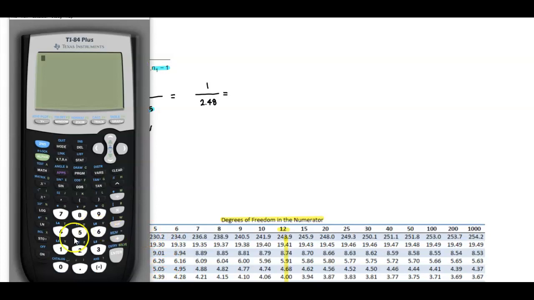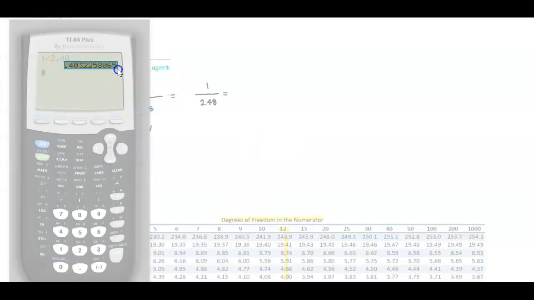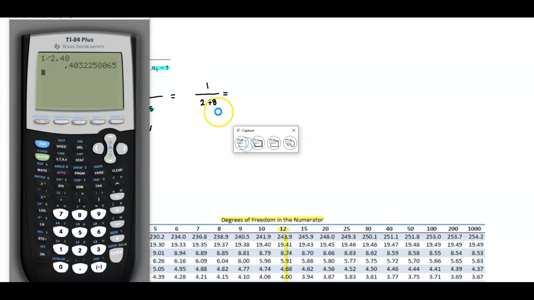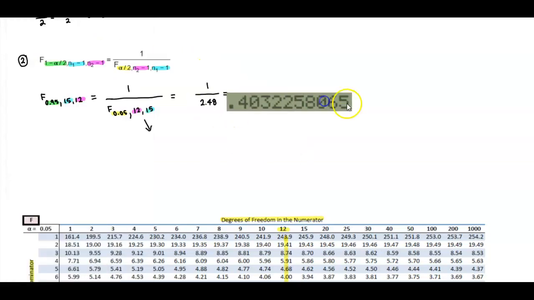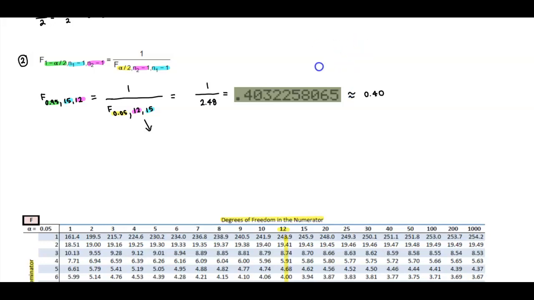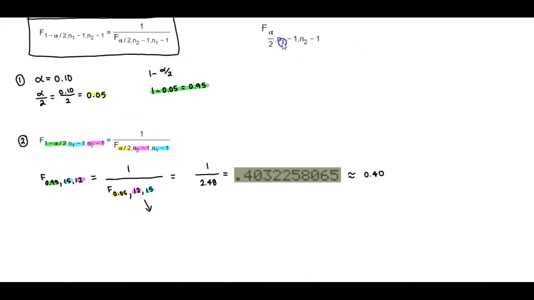Now we need to simplify this on our calculator. So let's go ahead and do that. We're going to take 1 and divide that by 2.48, and then we get the following number here. So I'm going to copy that. Okay, so here is our value. But now we need to round it to 2 decimal places, so if we approximate this, it's 0.40. Next, we need to find the other value.